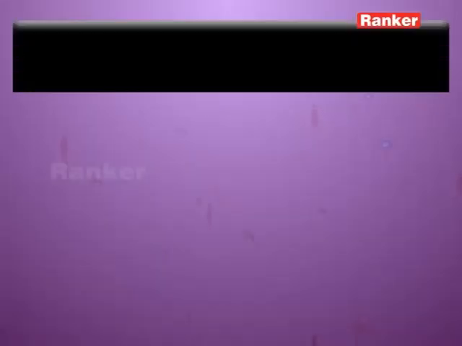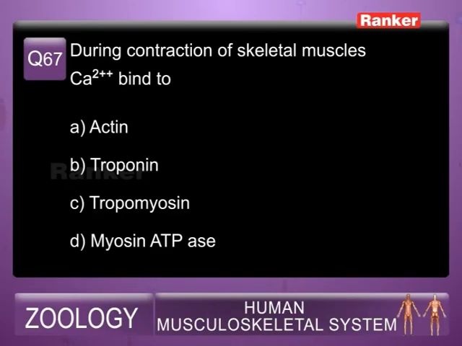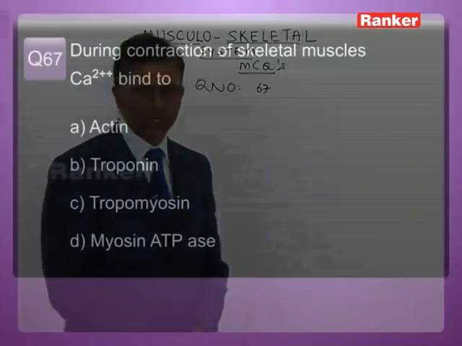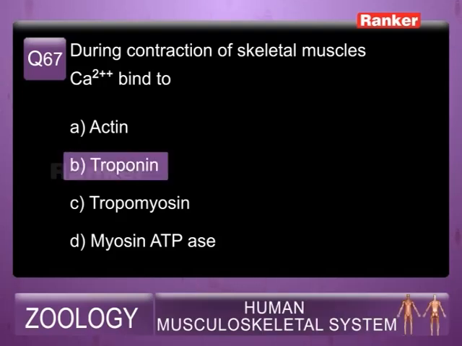67th is here. You shall read out. During contraction of skeletal muscle, calcium ions bind to A, actin, B, troponin, C, tropomyosin, D, myosin ATPase. Calcium ions bind to the troponin complex. So the answer is B.